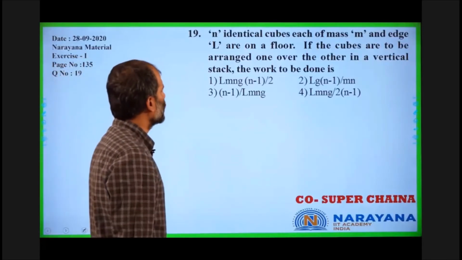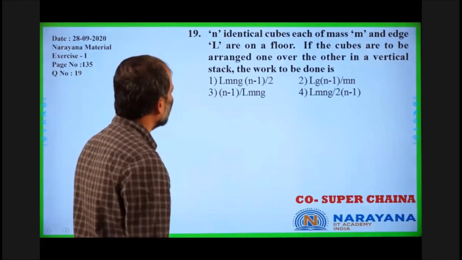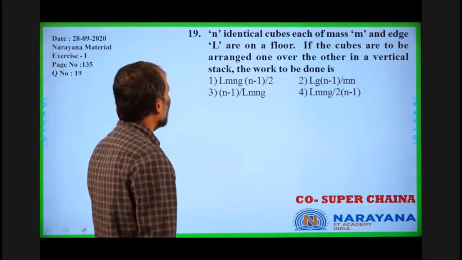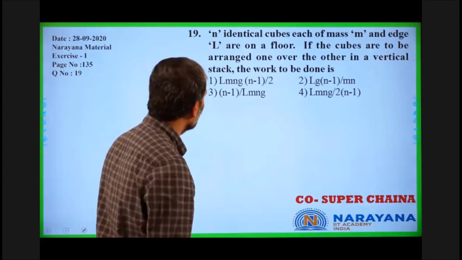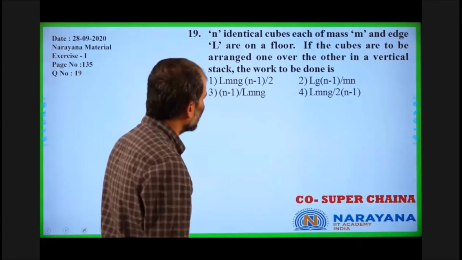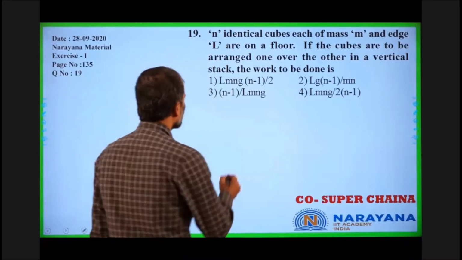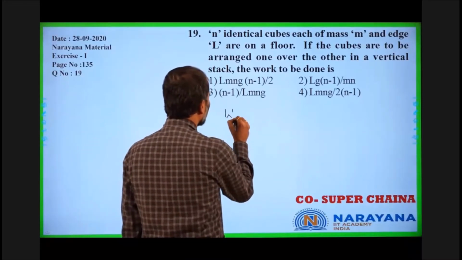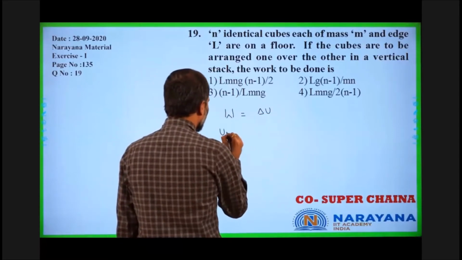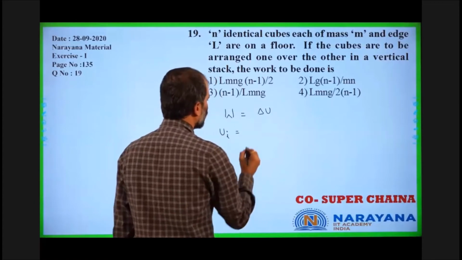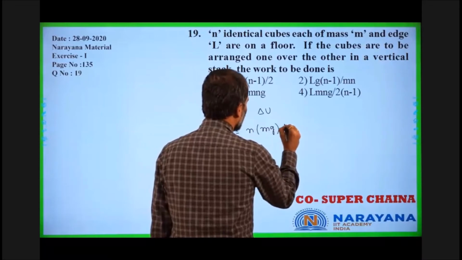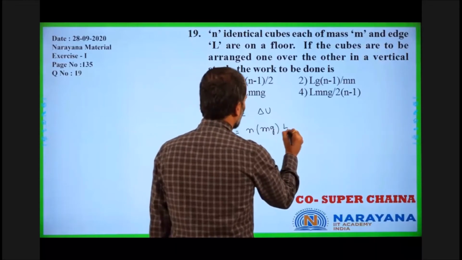Now moving on to our next problem. N identical cubes each of mass small m and edge L are on a floor. If the cubes are to be arranged one over the other in a vertical stack, then the work done is to be? So here, from the definition, work done would be equal to change in potential energy. The initial potential energy would be, as we have n number of blocks, n into m into g into L by 2 over here.